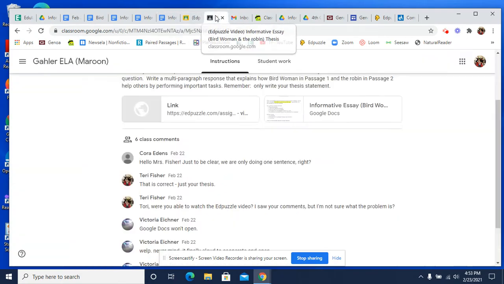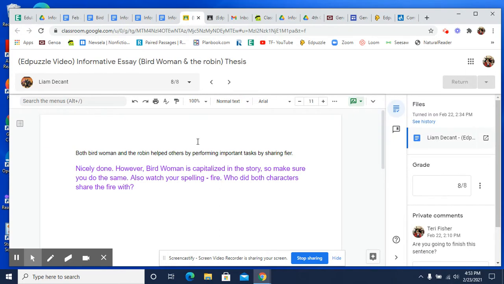So if we look at yours, it says both Bird Woman, which is good, except that in this story, Bird Woman is capitalized because it's the name of the character. So you need to capitalize Bird and Woman. So both Bird Woman and the Robin helped others. That's good because you need to include helped others by performing important tasks by sharing fire.